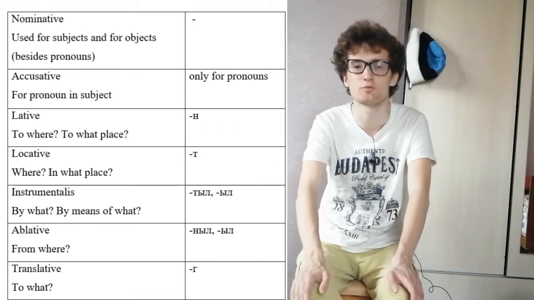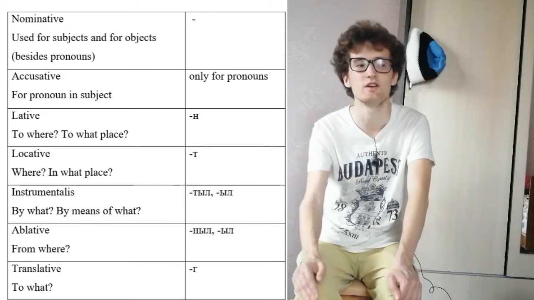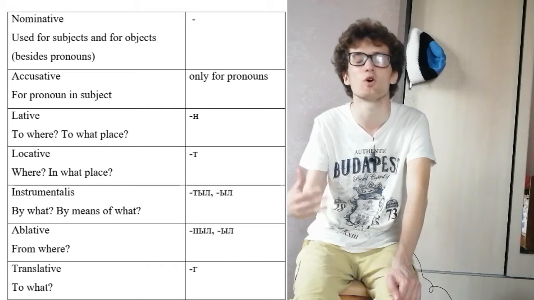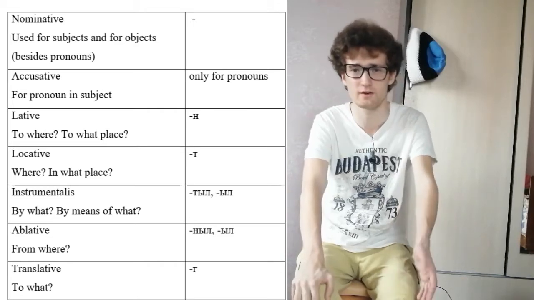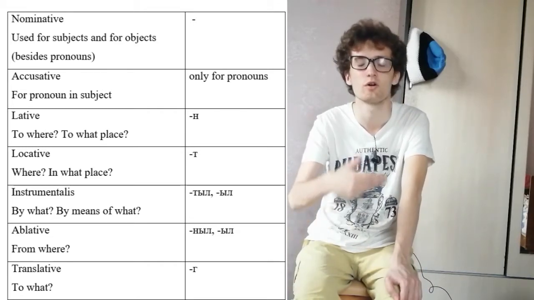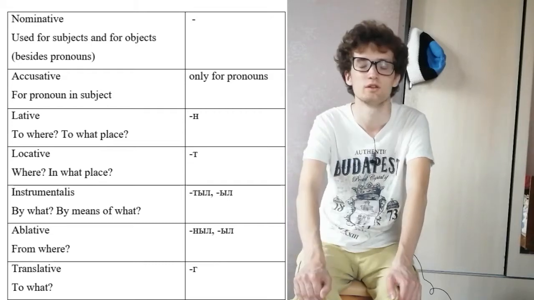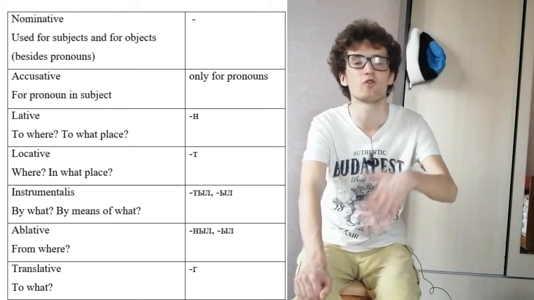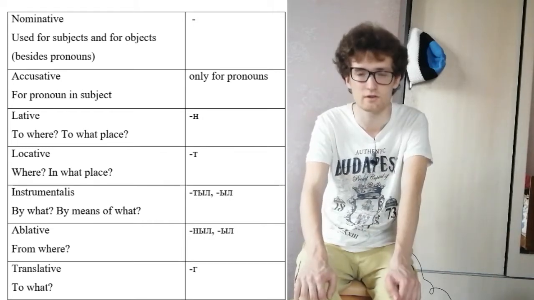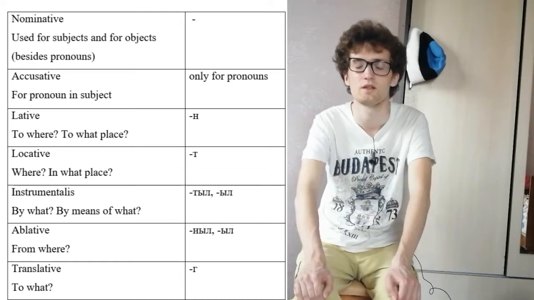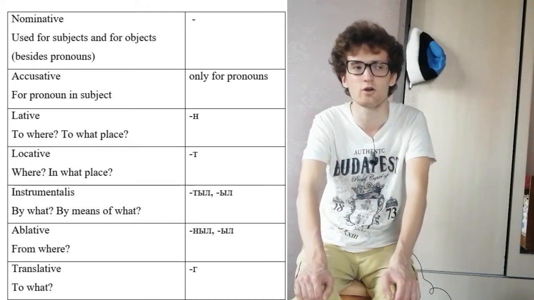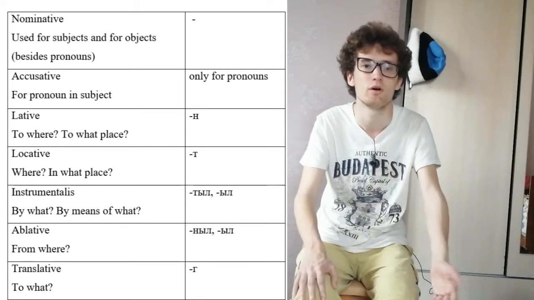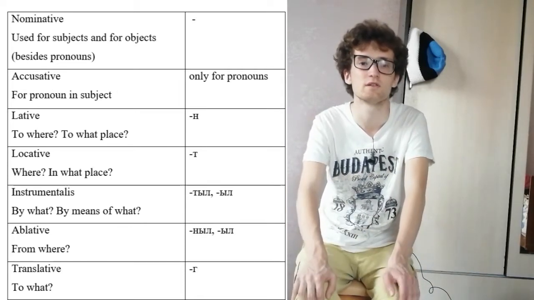The next case is instrumentalis. The analog in English is by what, with what, or by means of what, and the suffix is til or il. The next case, ablative. The analog in English is from what. The suffix is nil, il. The next case is translative. The analog in English is transformed to what, turned to what, and suffix is g.